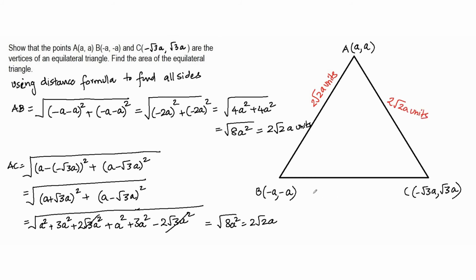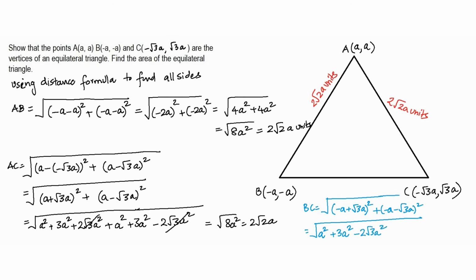Similarly, let us now find the length of the side BC. So BC, let us evaluate BC now. BC is going to be under root of (minus a minus of minus root 3 a, that is minus a plus root 3 a) the whole square plus (minus a minus root 3 a) the whole square. So now if you expand this, you will get under root of, this is using (a minus b) the whole square, so it is a square plus 3a square minus 2 root 3 a square.